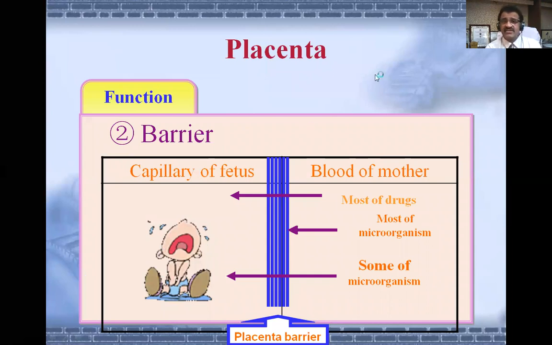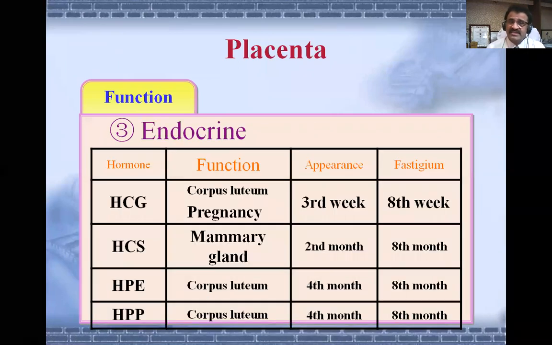Now, what are the functions related to the endocrine? HCG, corpus luteum and pregnancy. HCS, mammary gland. HPE from corpus luteum. HPP from corpus luteum. Corpus luteum is the remnant of what we call the Graafian follicle after the ovulation, if the pregnancy takes place. So now pregnancy has taken place, so the corpus luteum is active.